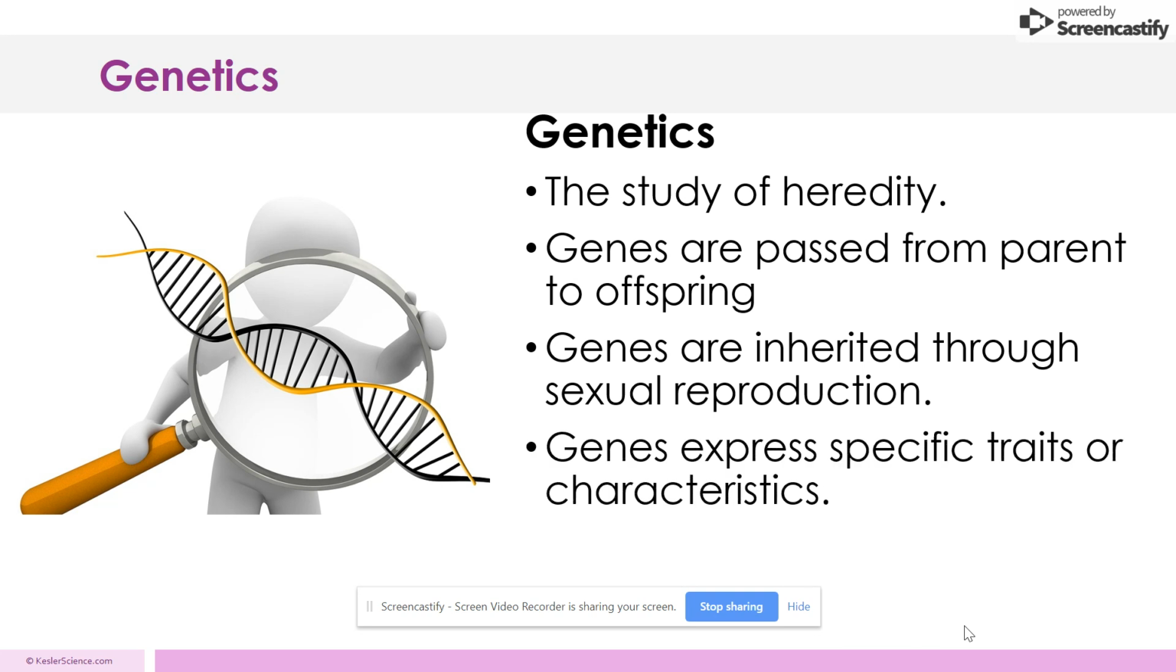Genes can express very specific traits or characteristics. So again, there could be things like eye color, hair color, height. Could be whether you can roll your tongue or not, whether your earlobes are attached or not. So genes can express themselves through these very specific traits.